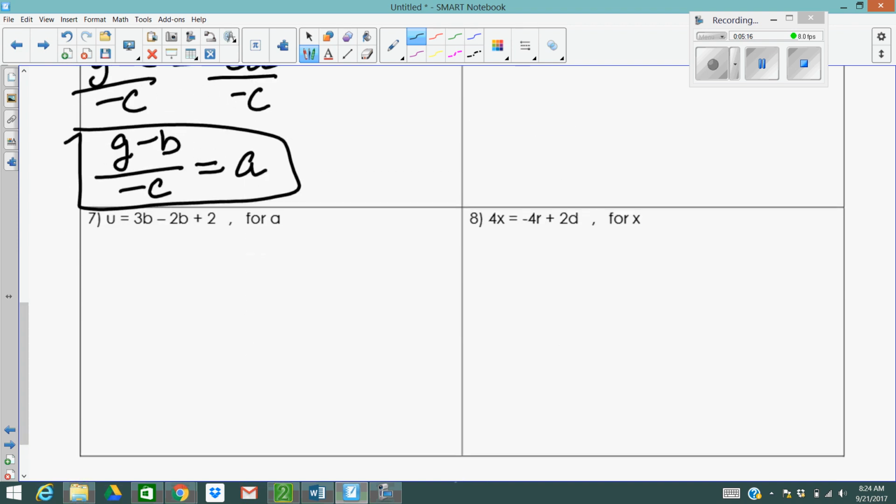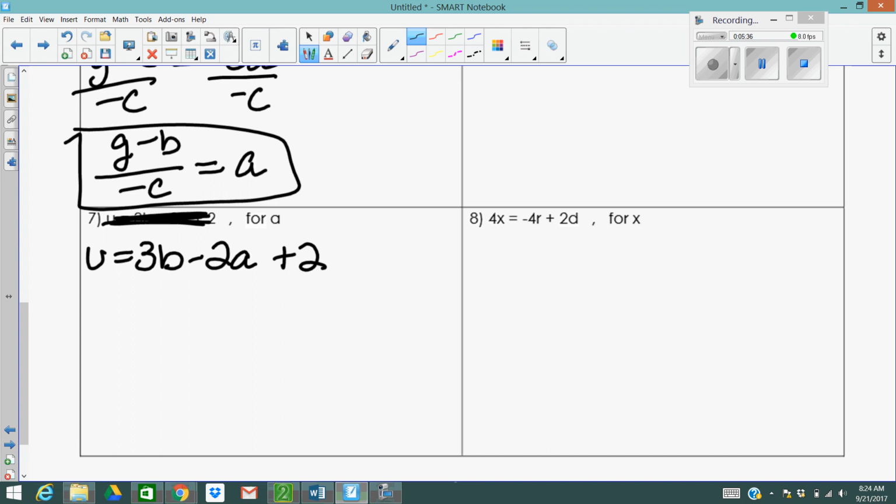Okay, number 7, I want to solve for a. Ooh, there's a typo here. Let's see, which one do we want to make a? Let's make it the u equals 3b minus 2a plus 2.